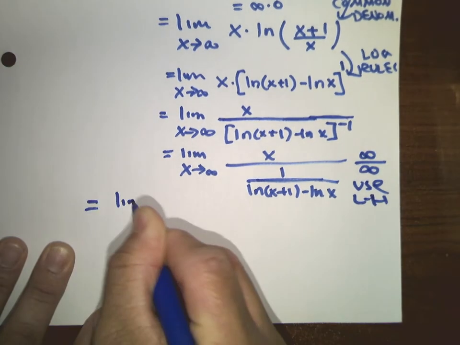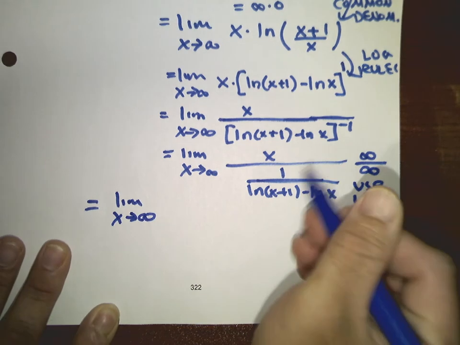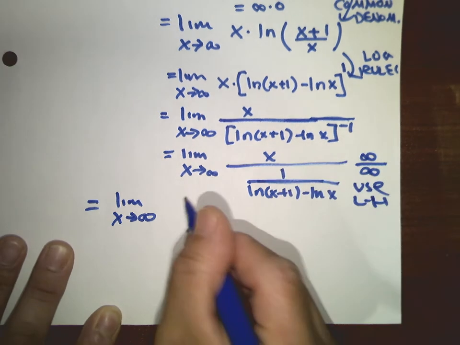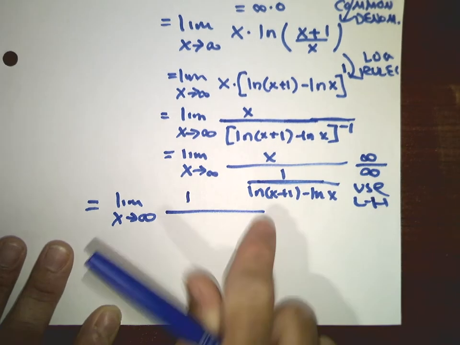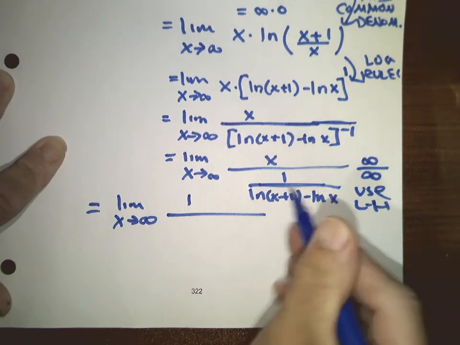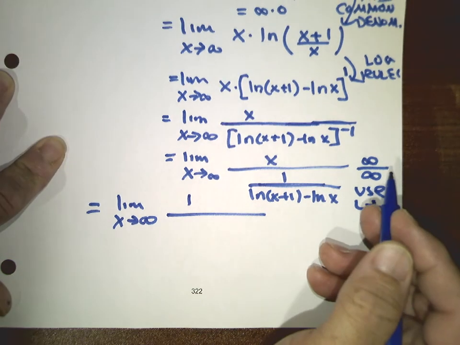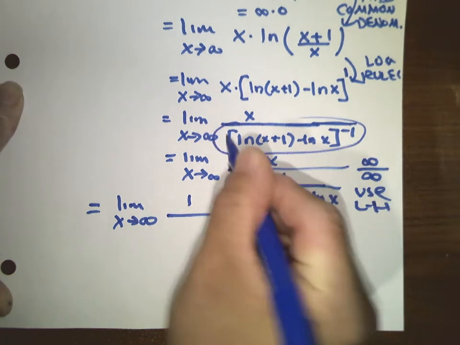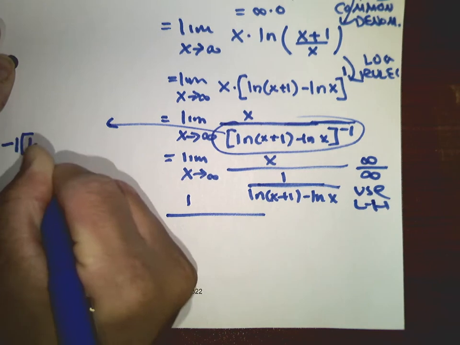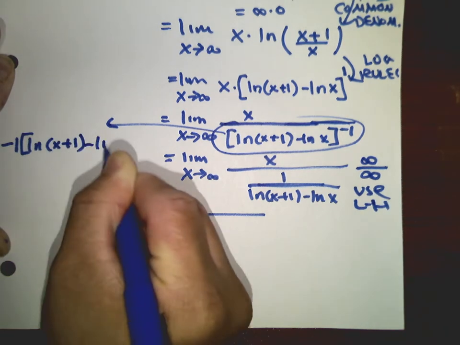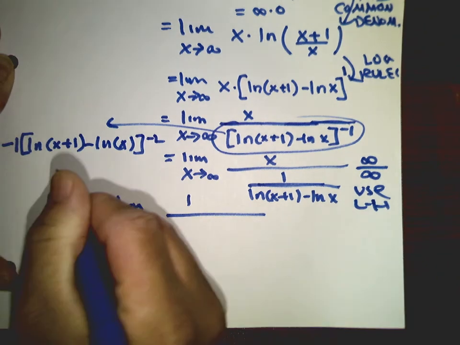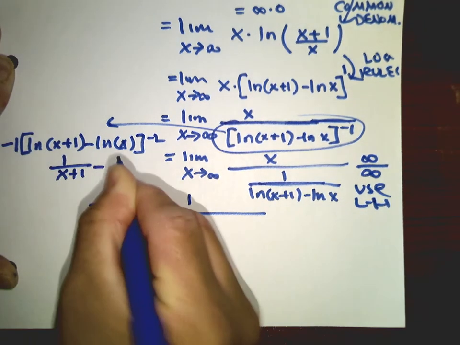So this will be the limit as x approaches infinity. The derivative of the numerator is 1, and you can use the quotient rule here if you want. It's up to you if you want to use the quotient rule or the power rule, because if I want to find the derivative of this, it's just negative 1 and then the natural log of x plus 1 minus the natural log of x to the negative 2 power, and then the derivative of the inside part for the chain rule. So that will be 1 over x plus 1 minus 1 over x.